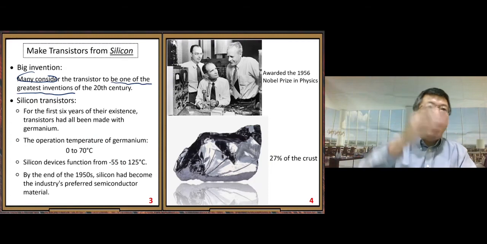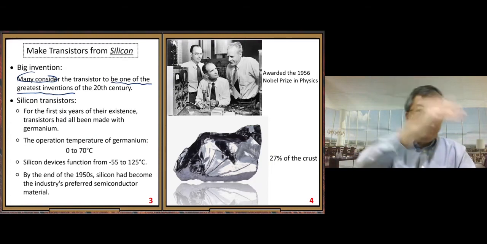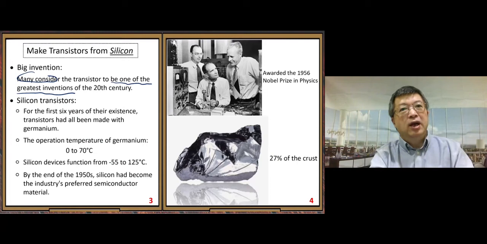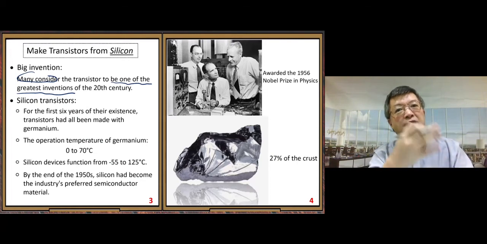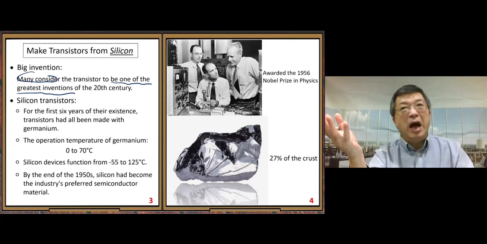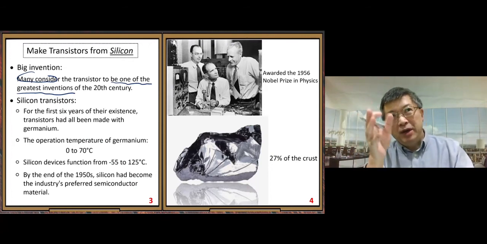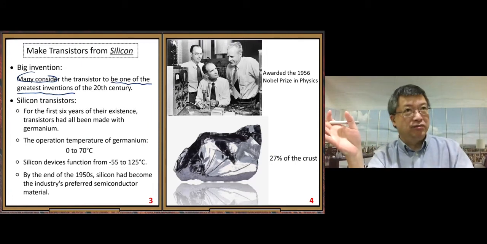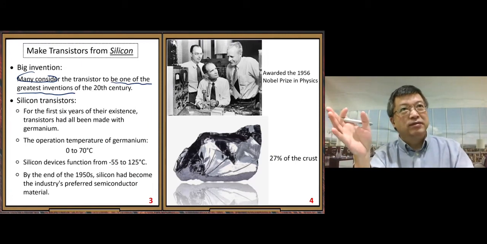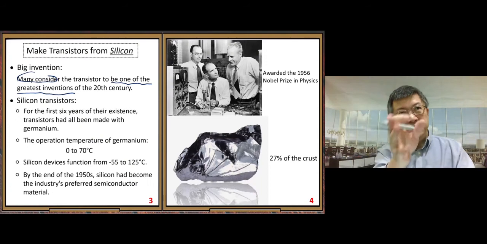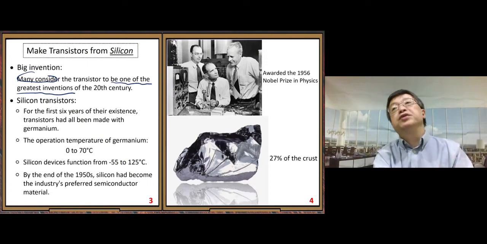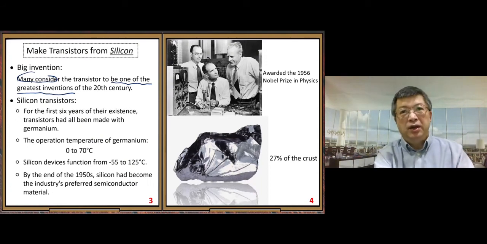So by the end of the 1950s, silicon had become the industry-preferred semiconductor material, for a lot of reasons. So the semiconductor industry finally always uses silicon to build transistors.